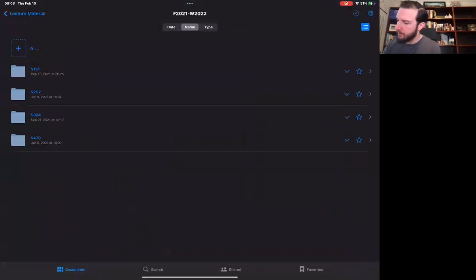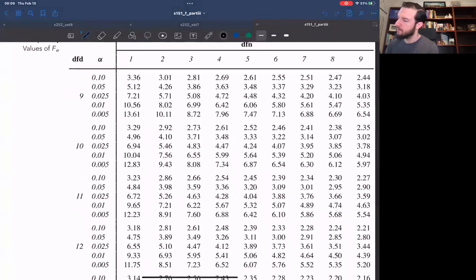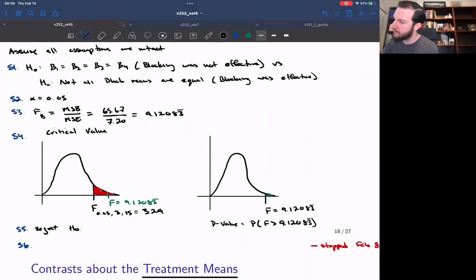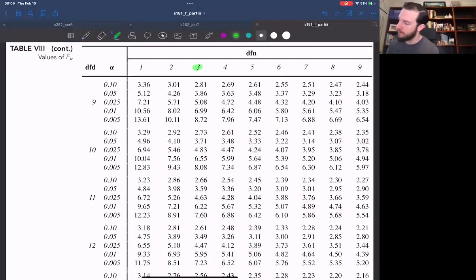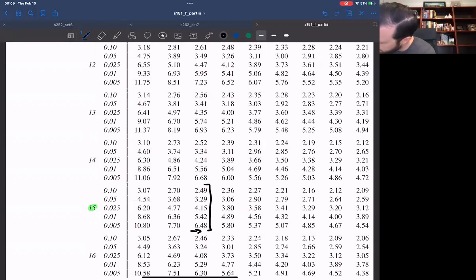Okay, so if we go to our F table now, we have 3 and 15 degrees of freedom. So here is 3. We can scroll down a little bit. Here's 15. So if we're looking for a p-value, we're working in this range of numbers here. Okay, so our F statistic was 9.12. So you can see that our value here is greater than the largest value that's listed in this column. So our F statistic is bigger than 6.48, which means that the p-value, or the area in the upper tail of interest, is going to be less than 0.005.